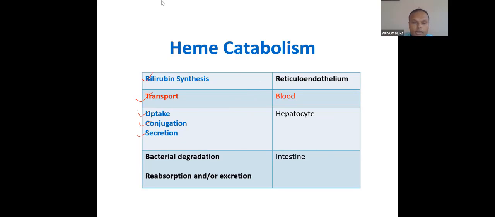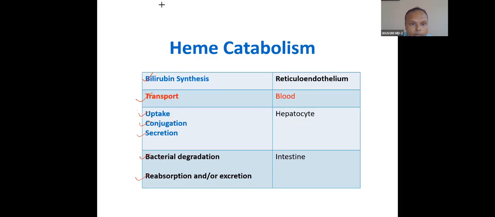It will be secreted along with bile, and through bile it will reach the gallbladder. From the gallbladder, where will it reach? The intestine. In the intestine, bacterial degradation will convert this bilirubin into another form of bilirubin. Some of the bilirubin will be excreted in the stool and some will be reabsorbed. So these are the steps of bilirubin.